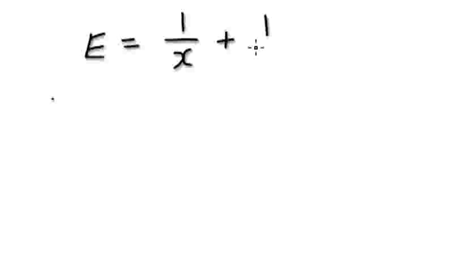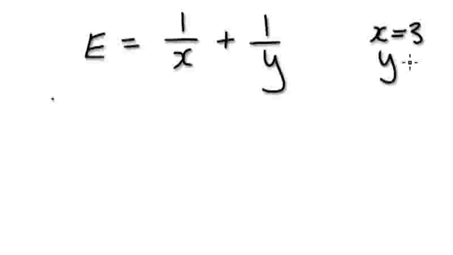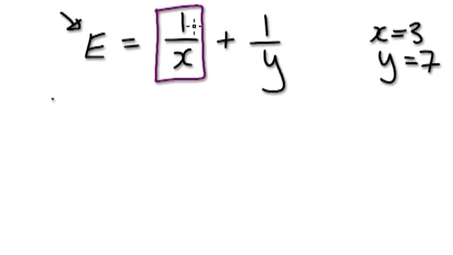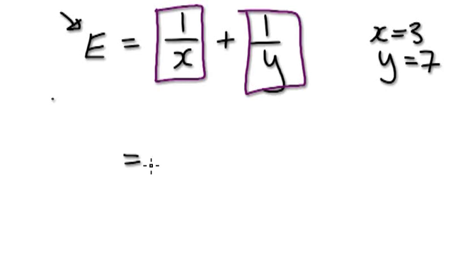Okay, how about this one here? Let's see. E equals 1 over x plus 1 over y, and x equals 3, y equals 7. So we are trying to work out e. Okay. So we are just following the instructions here, saying get this, add this whole thing here. Okay. So what is it?